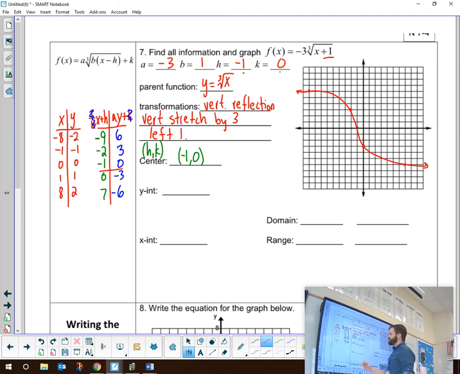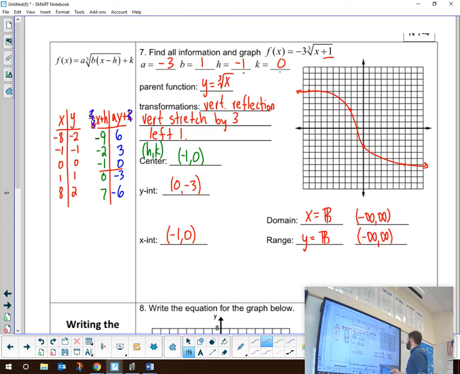Now my y-intercept is going to be, when x is 0, so it's going to be at 0, negative 3. And my x-intercept's when y is 0, so it's going to be at negative 1, 0. No fancy math on this problem. My domain is x equals all real numbers. My range is y equals all real numbers, or negative infinity to positive infinity.